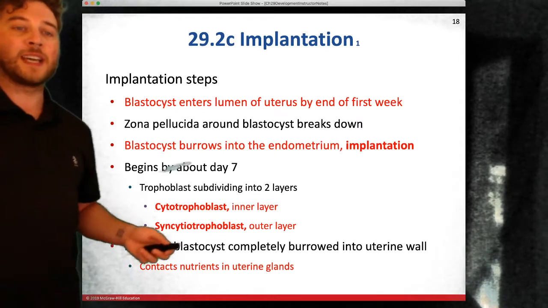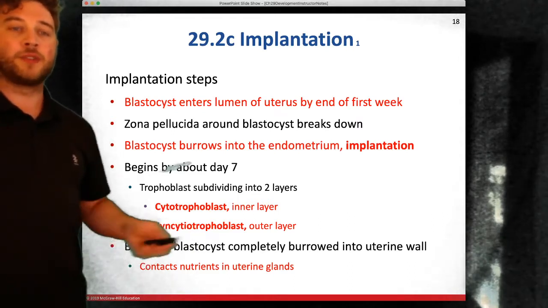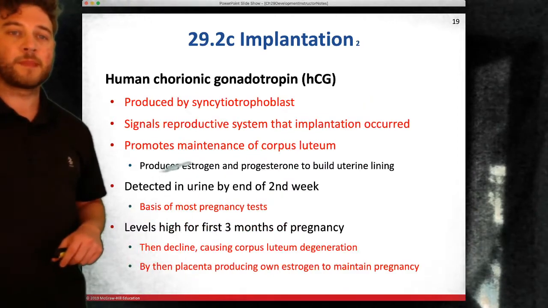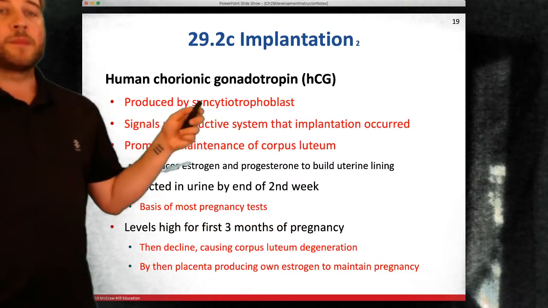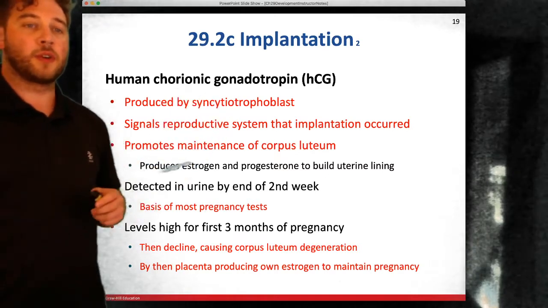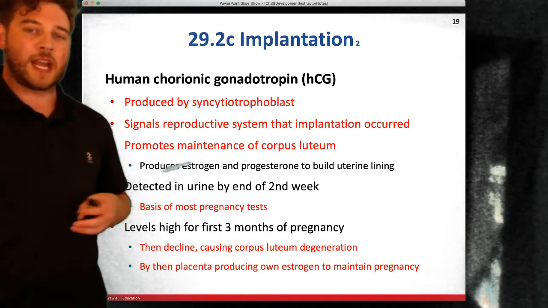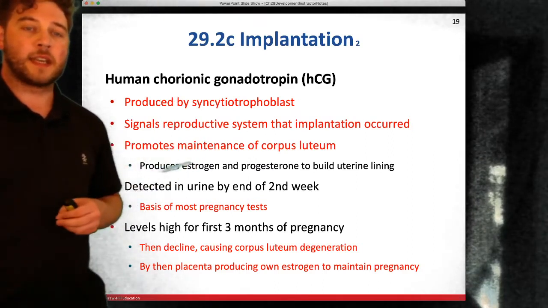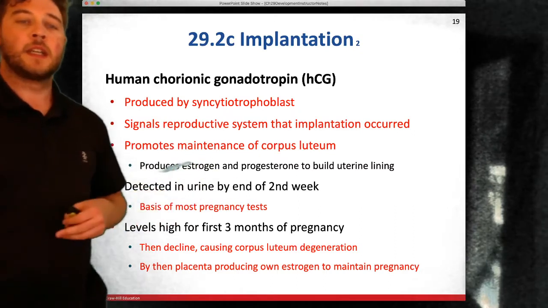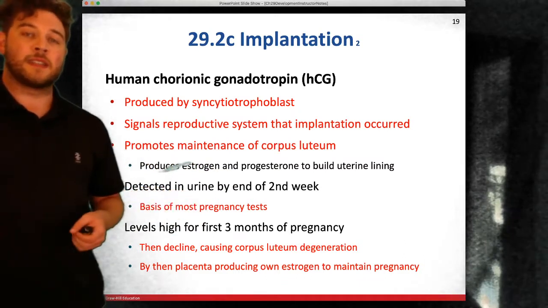After about 2 days, on day 9, the blastocyst is completely buried into the uterine wall, where it contacts nutrients in the uterine glands for nourishment. The syncytiotrophoblast layer starts to secrete human chorionic gonadotropin, HCG. It signals the reproductive system that implantation has occurred and maintains the corpus luteum, which will continue to produce estrogen and progesterone to build the uterine lining. So it's a nice positive feedback system there. It's detected in urine by the end of the 2nd week.